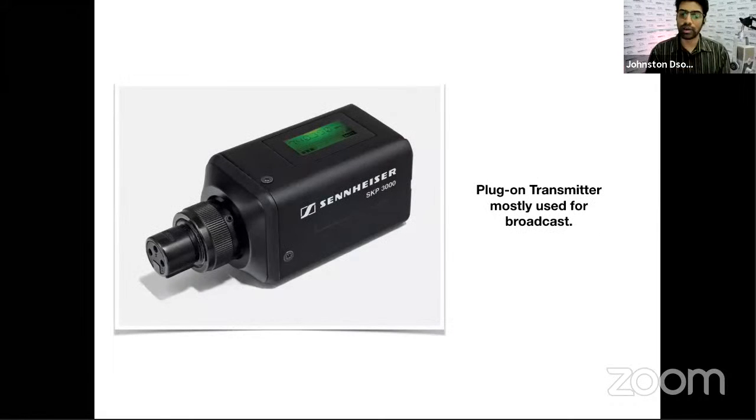This is a plug-on. You might have seen this. Sometimes news reporters have an SM58 or something, and they'll have one big device that is plugged onto the SM58 or whatever microphone they're using. These are plug-on transmitters. They have an XLR on one side. You plug in whichever microphone you want onto it, and it will modulate that audio signal coming through the microphone and transmit it as RF.